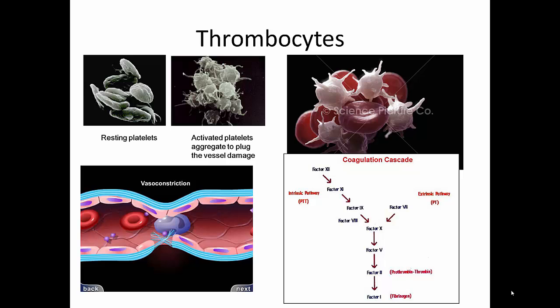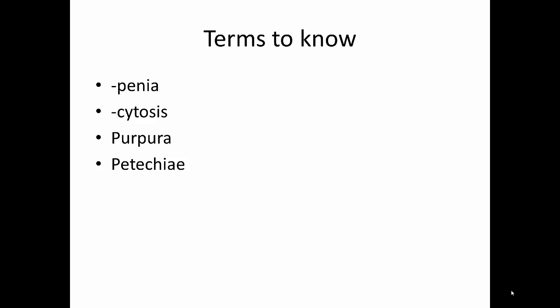So let me flip through some of these. Now, some terms that you need to know include the suffixes penia and cytosis. So penia typically means low, and cytosis typically means production of.